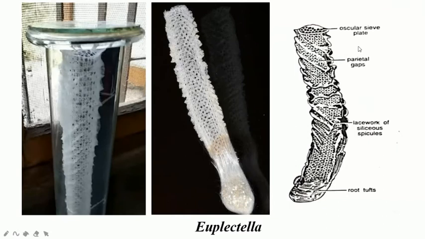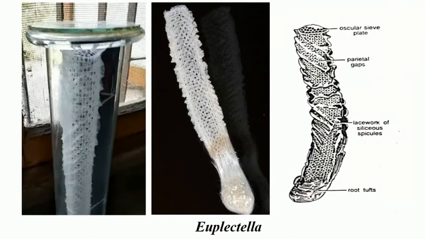Why are they called parietal gaps? Because parietal is the term used for the body wall or covering of a hollow thing. If something is hollow and there is a covering of that hollow mass, then that is called parietal. So in this region, the parietal region, which is the hollow covering, there are holes present, and they are called parietal gaps.